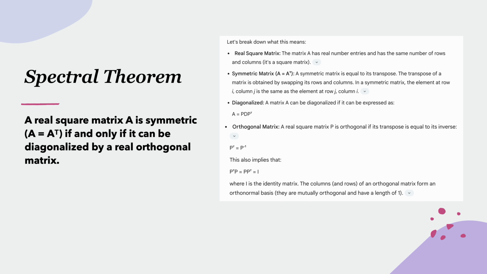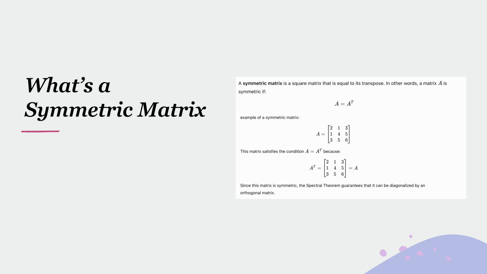Now let's talk about what is spectral theorem, right? Like I said, the three important terms are symmetric, orthogonal, and diagonalized. Obviously, it should be a real square matrix, an n cross n matrix, with the same number of rows and the same number of columns. It needs to be symmetric. So what is a symmetric matrix? A symmetric matrix is a square matrix, obviously, and it should be the same as its transpose, right? So A is equal to A transpose.